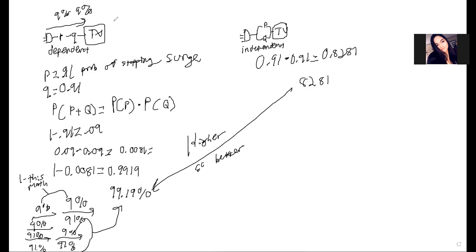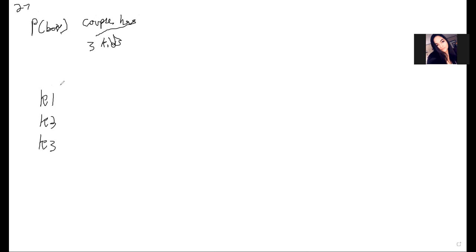I guess I should go over these. These are kind of weird. This is what happens when you have kids. This is 27 for those who care. I'm going to change the number a little bit, but find the probability of a boy given that the couple has three kids. The easiest way to do this, K1, K2, K3, is to draw the possible combinations.